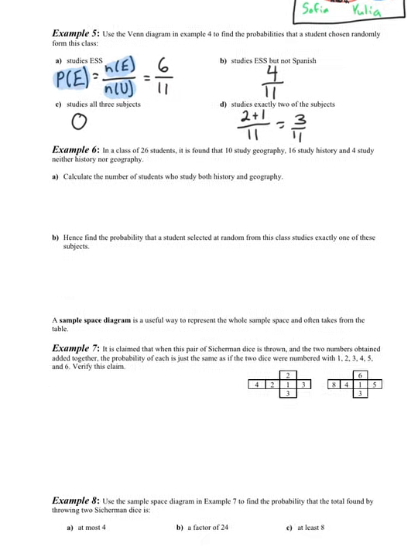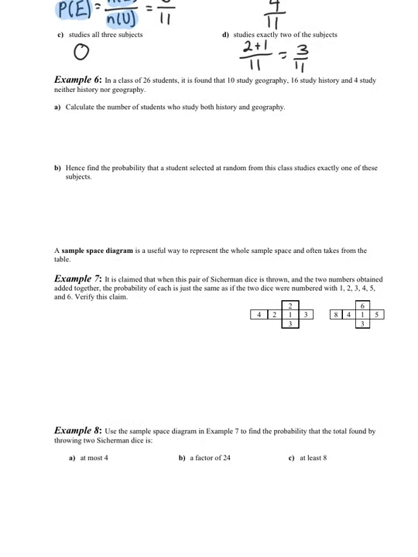It says in a class of 26 students, it is found that 10 study geography, 16 study history, and 4 study neither history nor geography. Calculate the number of students who study both history and geography. So first things first, it's saying there are 26 students total. Now, if I were just to do my math real quick, I could see there are 10 that study geography and 16 that study history.